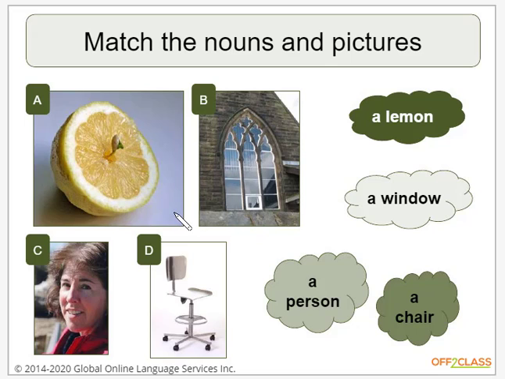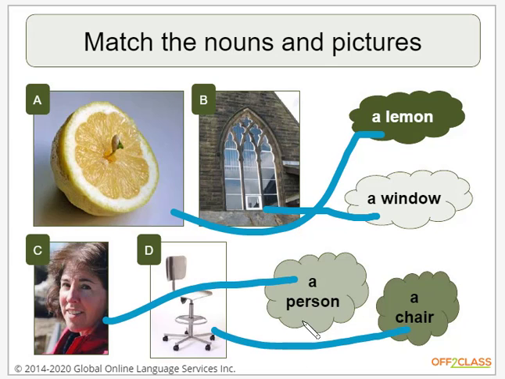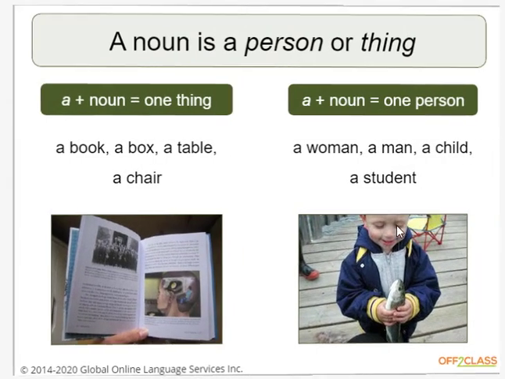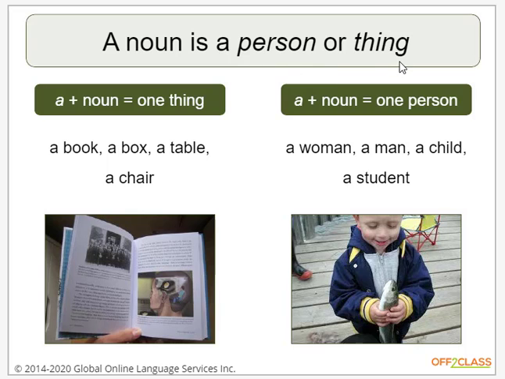See this real quick. What is this? A window. Notice that we're using a. This is a window. A person, and this is a chair, right? Notice how we're using a, the article, right? A noun is a person or a thing, right? So you might be like, I know this, but do you really? This becomes important later on with sentence structure, right? So a plus a noun is one thing, a plus a noun equals one person. A book, a box, a table, a chair, a woman, a man, a child, a student.